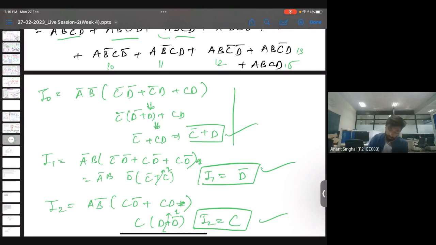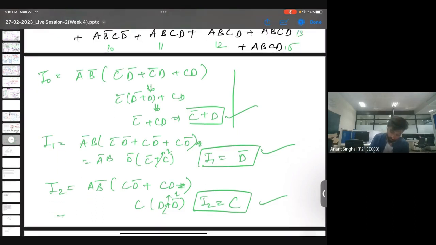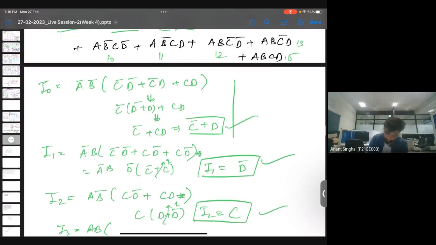Okay. And for I3, we have AB by default, then, okay, what is this? C bar D bar plus C bar D plus CD. So if we take C bar common, then it will be C bar plus CD, and then it will be nothing but C bar plus D. So this will be I3.